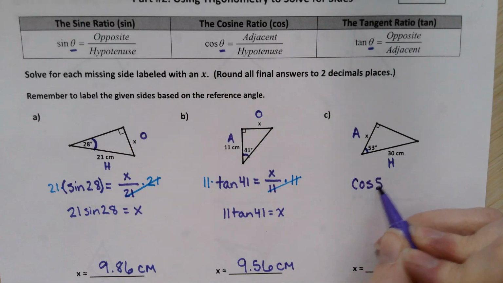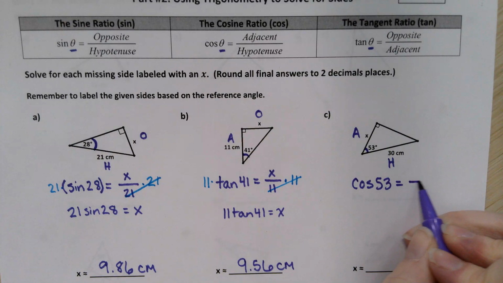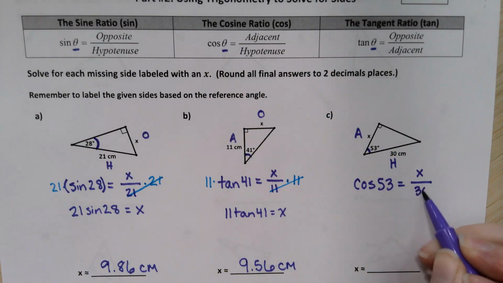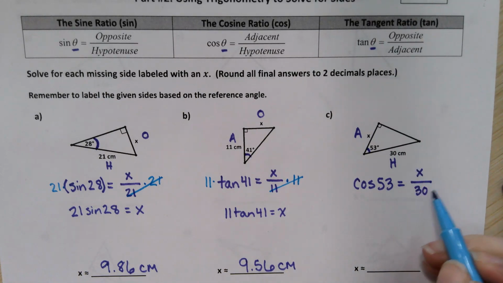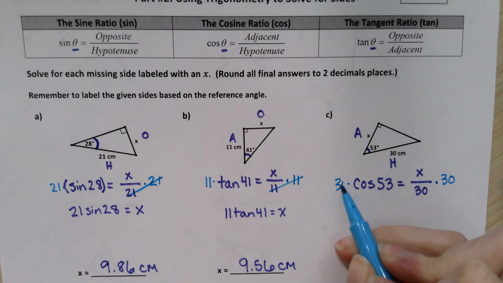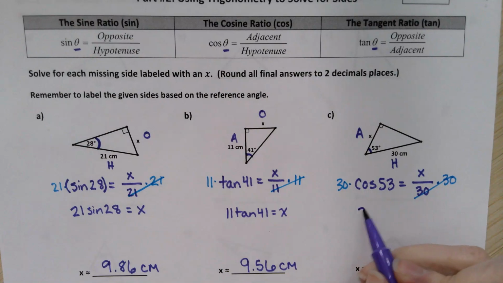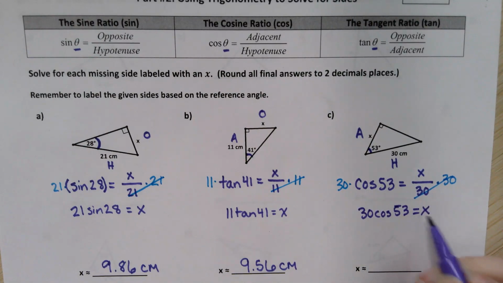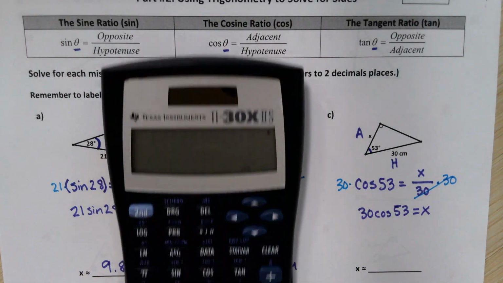Cosine of theta turns into 53 there next to cosine, and that's going to be equal to the ratio of adjacent, x, over hypotenuse, 30. We have division here happening again, so we're going to multiply both sides by 30 to isolate that x, which means that 30 cosine 53 is going to go to my calculator and tell me what my x is equal to.